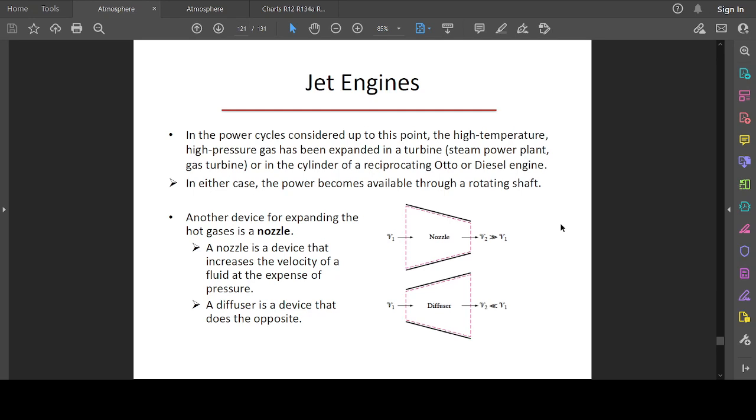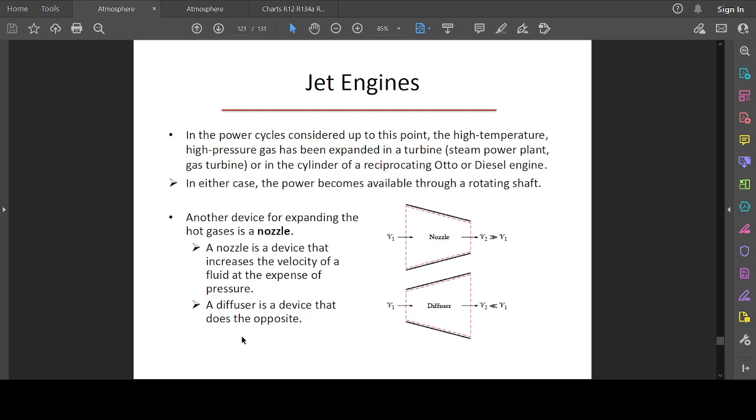There is another device for expanding the hot gas, which is a nozzle. This nozzle could be used to increase the velocity of a fluid at the expense of pressure. So if a fluid comes in at the wider entry of the nozzle and goes out at the smaller end, there is a reduction in the size, and with that you can increase the velocity of the fluid coming in at stage 1.